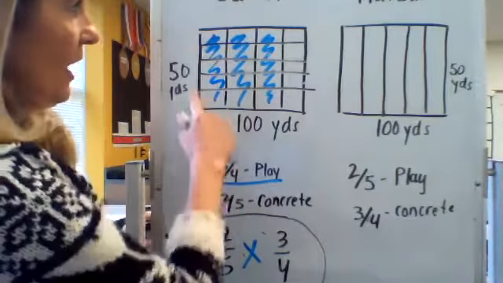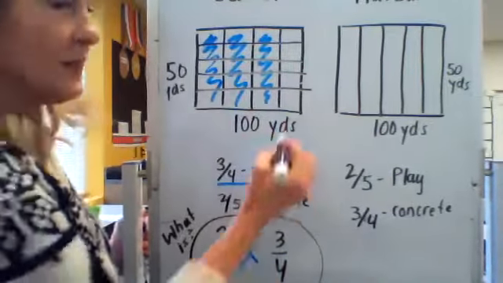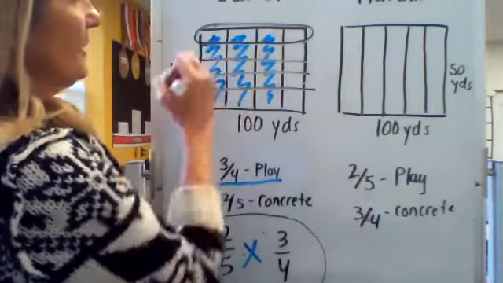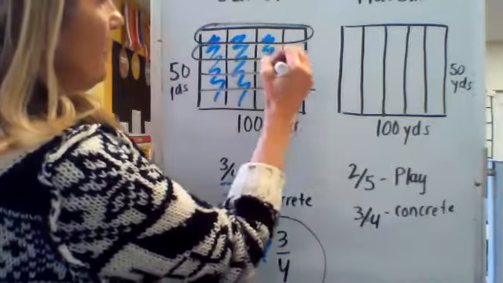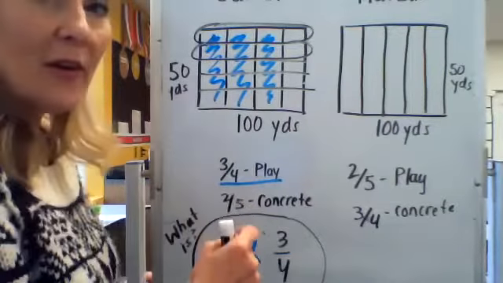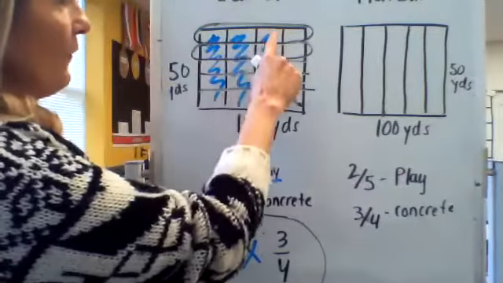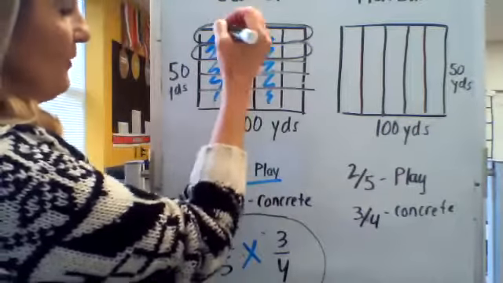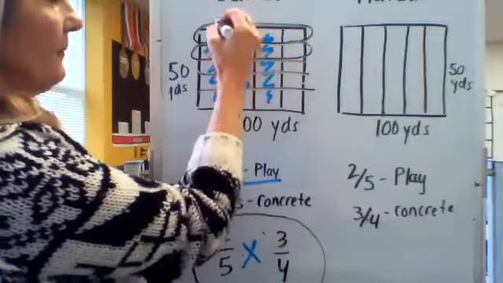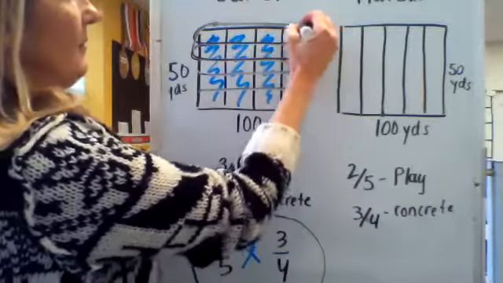So 2/5 of this amount. Well, let's see where 2/5 are. Well, there's one of the fifths and there's another fifth. So there's 2/5. Now, how do I find my answer? 2/5 of 3/4 would be what is right in here. So I can really see it there.